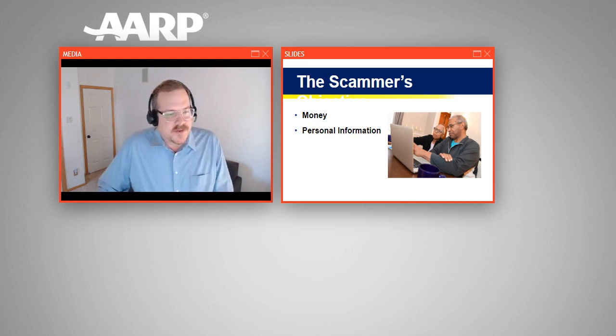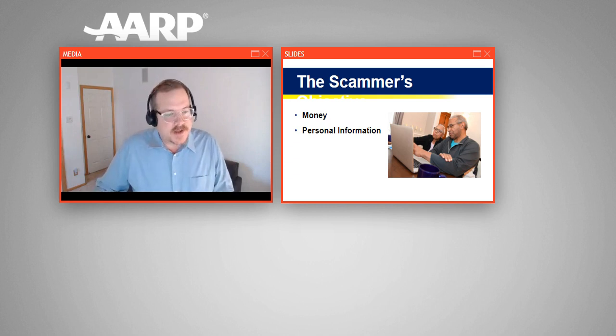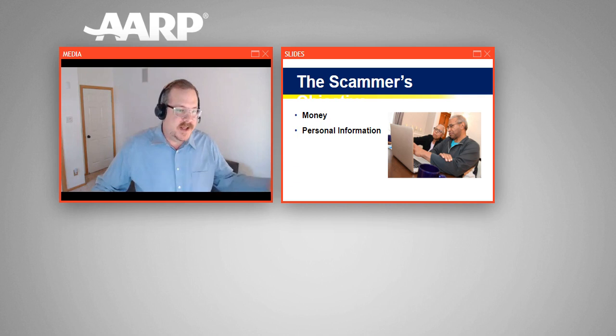Generally, with your personal information, what they could do, if they had enough of it, such as your birth date, your social security number, your address, for example, they could open up an account and access credit in your name. So generally, that's the issue with identity theft. But it's not just that.